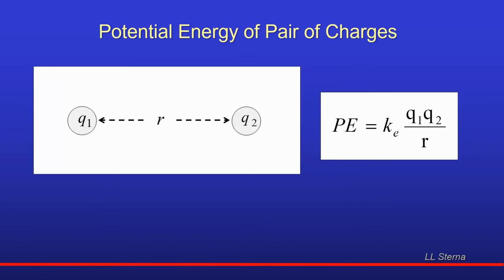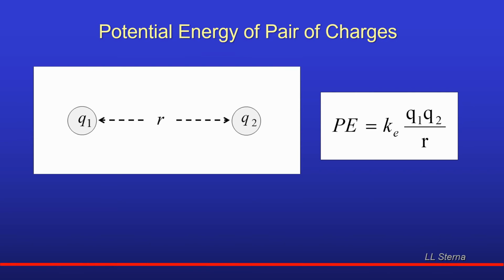We conclude that it doesn't matter which charge you start with. Whether you start with Q1 and its potential and bring Q2, or you start with Q2 and its potential and bring Q1, the potential energy of a pair of charges is given by K sub E Q1 Q2 over R. What if you had more than two charges? Well, you would sum up the potential energies one pair at a time.